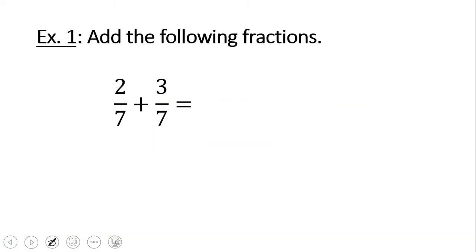So for our first example, we have to add the following fractions. 2/7 plus 3/7. Well, the nice thing about these two fractions is that they both have the same denominator of 7, which means we don't have to do any converting when we try to add them. We know that our final answer is going to have a denominator of 7, and we'll just add the 2 and the 3 from the numerators, so 2 plus 3 equals 5, and so our final answer will be 5/7.